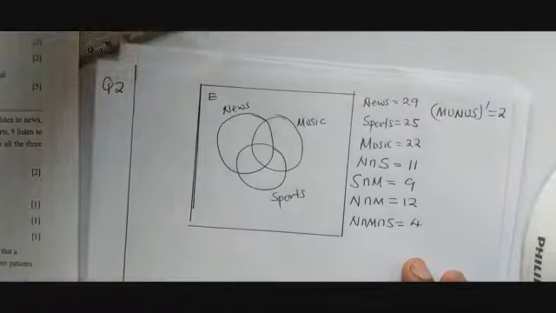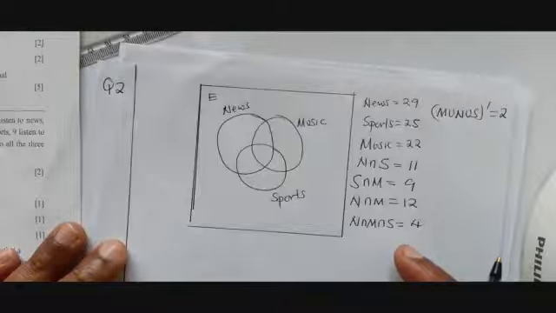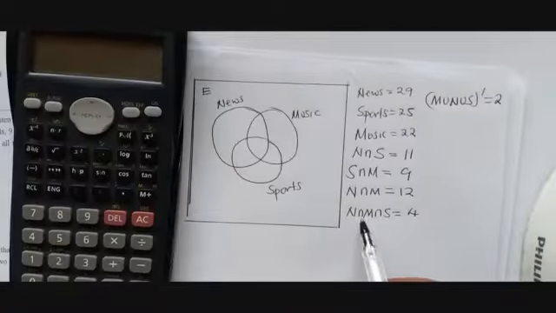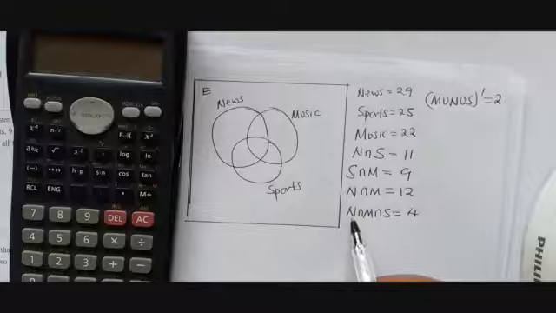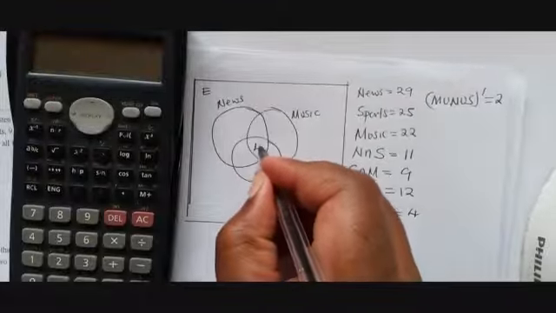All right. So the starting point is you look at the region that belongs to all the 3. In this case, those that listen to news, music, and sports, there are 4. So the region that belongs to all the 3 sets is this one. So I'll put 4 here.